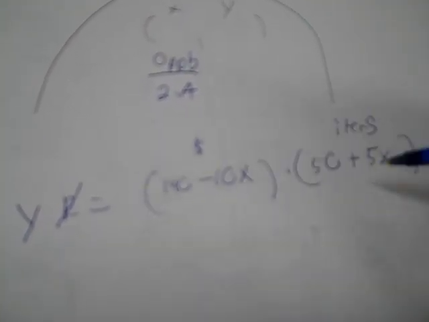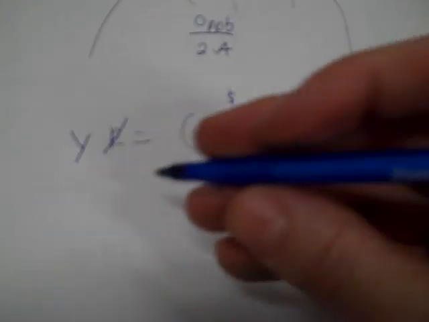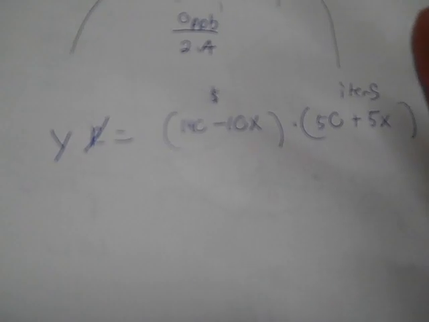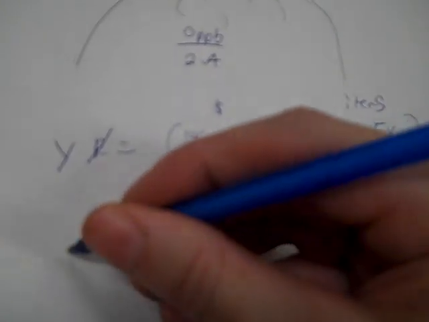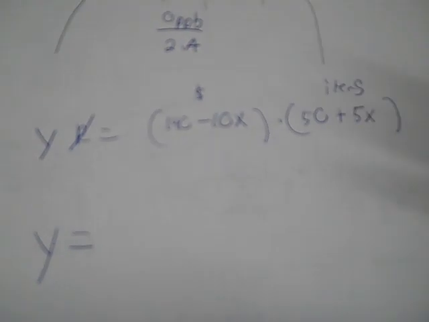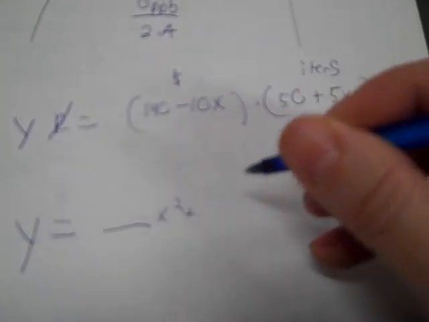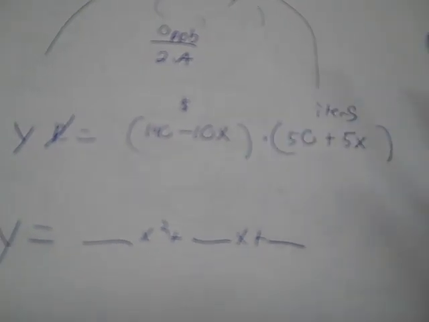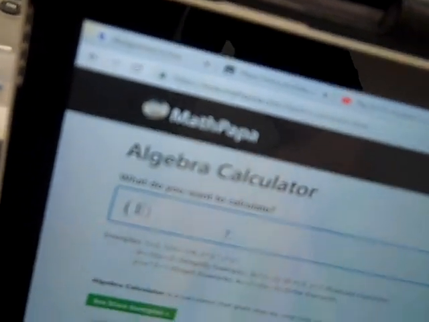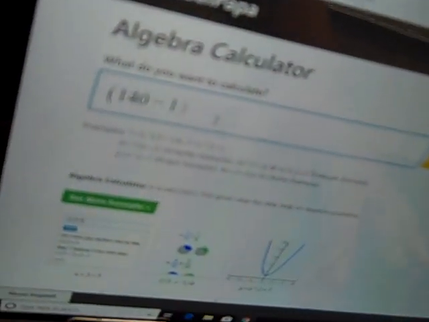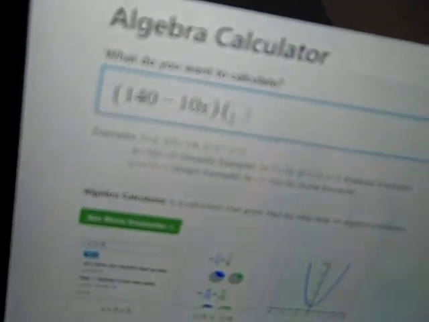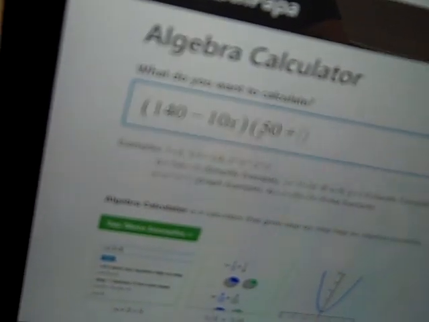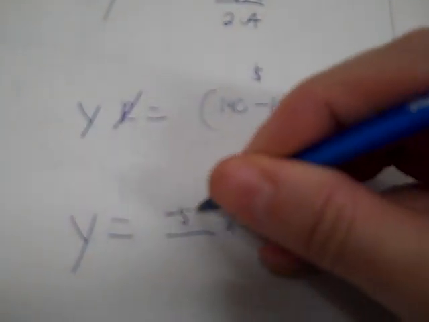Now, that's a great equation, but I've got to get rid of the parentheses. You can do the FOIL method, but then you run the risk of making a careless mistake, and it just makes your answer at the end look hideous, okay? So I need to put this in standard form. I would recommend doing the FOIL on the Math Papa calculator. So I take 140 minus 10x multiplied by 50 plus 5x. And that gives me negative 50x squared plus 200x plus 7,000.